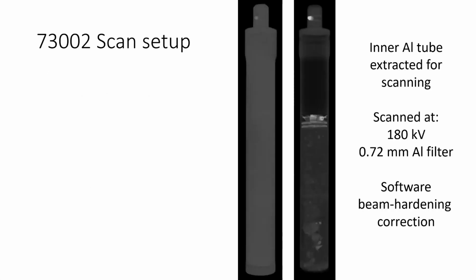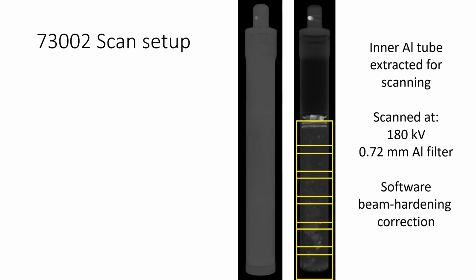So first we scanned core 73002 in late 2019. For that, you were able to extract the inner aluminum tube for scanning, and we scanned it at 100 kV with an aluminum filter using a software beam hardening correction. Now, the way we did the scan was we did cone beam scans, so each acquisition would be of a certain volume of the core, and then we would do a series of overlapping volumes in order to cover the entire thing and give us room to avoid artifacts and knit things back together.